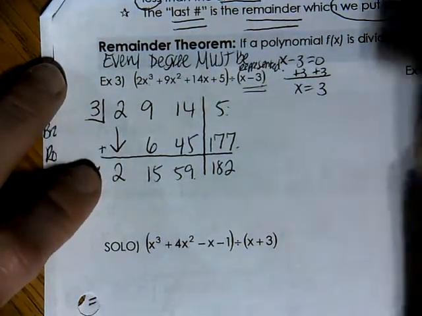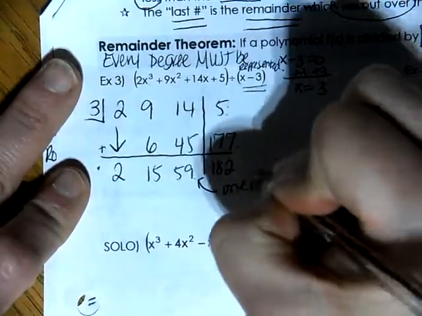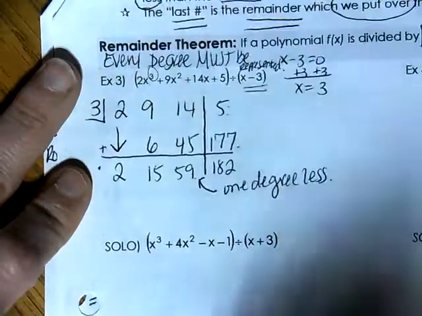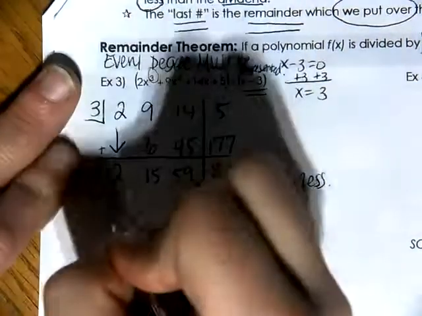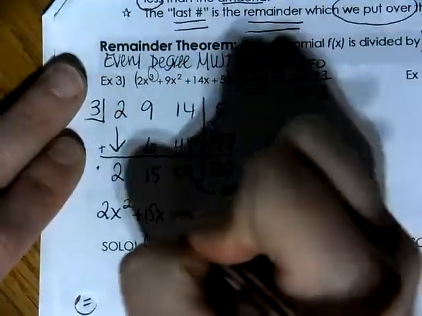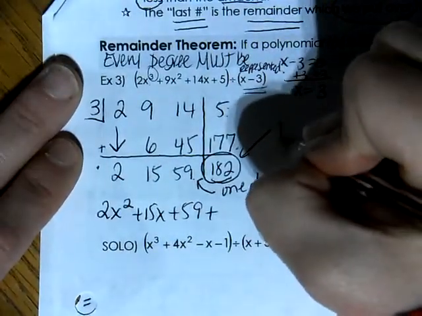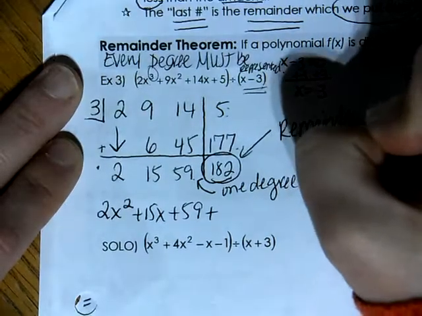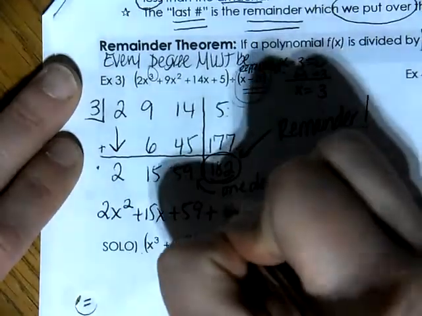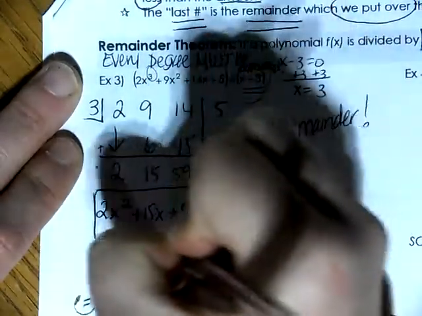So how are we going to use these numbers? Well, we're going to write a polynomial that is 1 degree less than what we started with. And what we started with is a cubic. So therefore, we're going to work with 1 degree less. That's going to be 2x squared plus 15x plus 59, plus what 182 represents, the remainder. And we write that as our remainder over our divisor. So that's going to be 182 divided by x minus 3. And there is our answer.